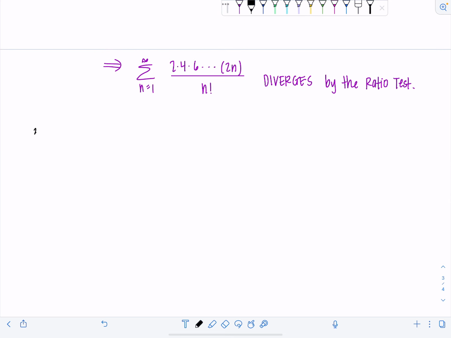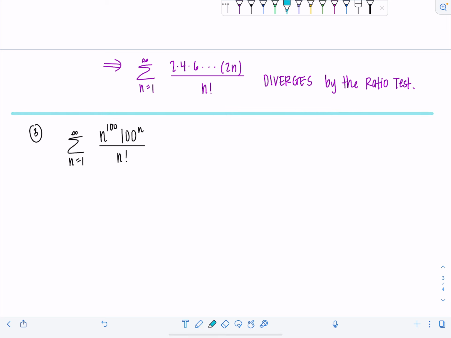Example number 3. We have the sum n equals 1 to infinity, n to the 100 times 100 to the n over n factorial. Why don't you guys pause the video, see if you can just set up a n plus 1 over a n, and then just cancel everything out. I'll take the limit with you, okay? But just see if you can set up the ratio and cancel. Okay, did you try it? I hope you did. Okay, here we go.